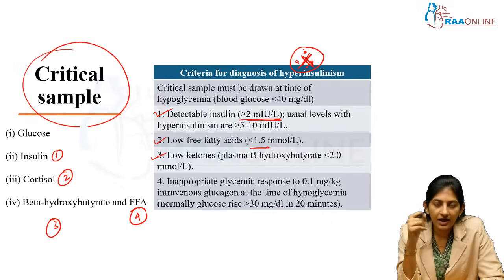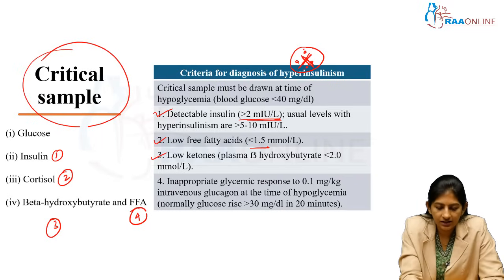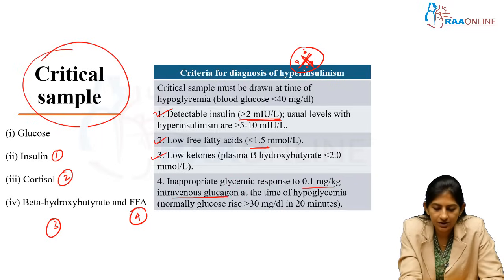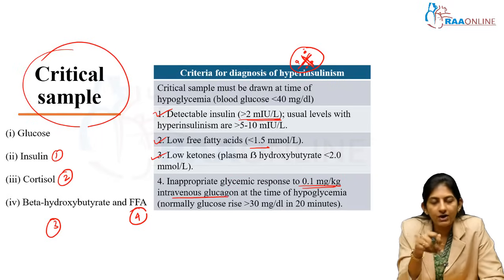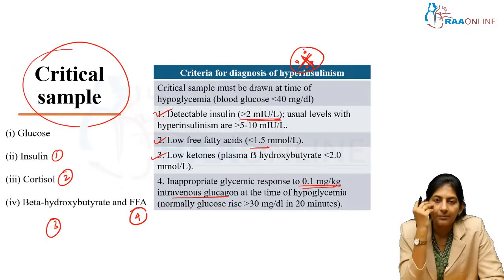And you can give an IV glucagon, okay, 0.1 mg per kg at the time of hypoglycemia, and then you can take the blood glucose levels. Normally it has to rise, right? But in hyperinsulinism, the glucagon response will be inappropriate. It will not increase the sugar levels. So it will be low. So this is the criteria to diagnose hyperinsulinism.